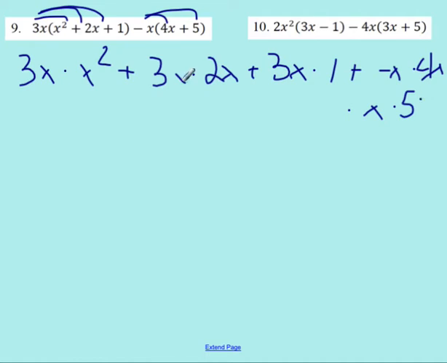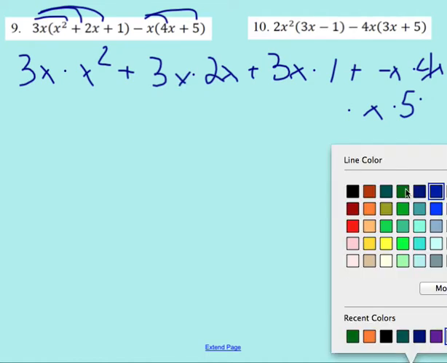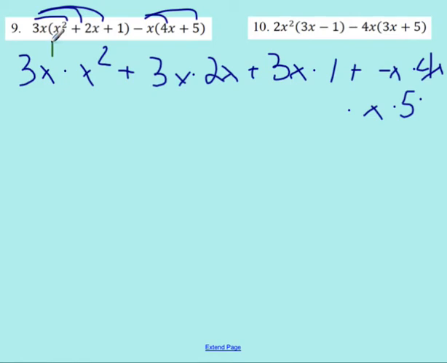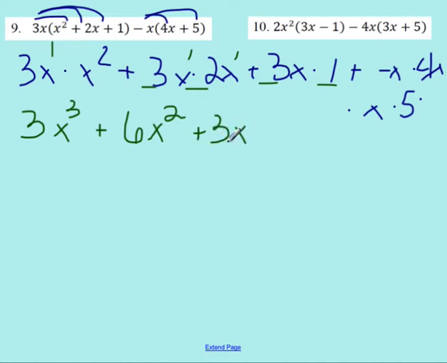So now we want to go through and multiply each of these out. 3x, so x to the first times x squared, that's going to give us x cubed, and I'm going to keep the 3 there. For the next term, we're going to multiply the coefficients. 3 times 2 is 6. X to the first times x to the first, add those exponents and you get x squared. 3 times 1 is just going to be 3, and then we want to keep that x there. Here we have negative 1 times 4, which is a negative 4. X times x is x squared. Here, negative x times 5 is going to give us a negative 5x.